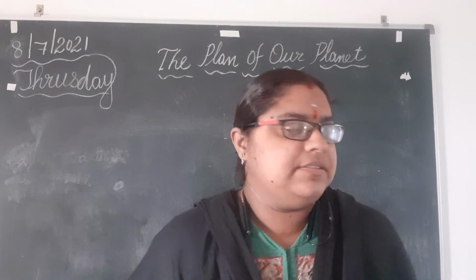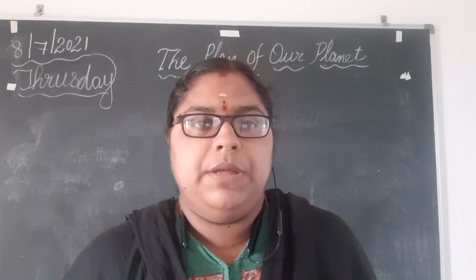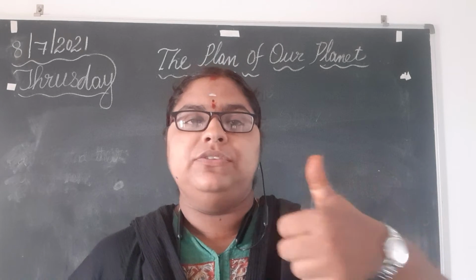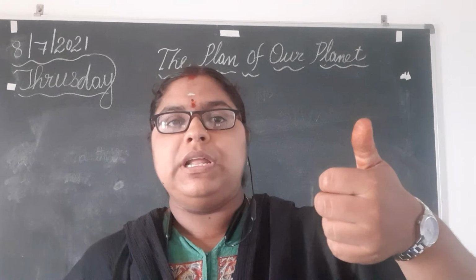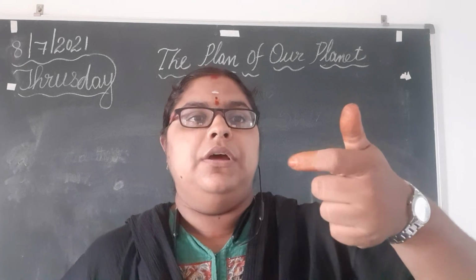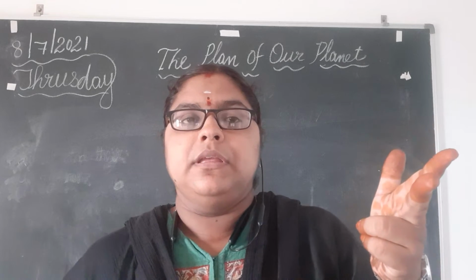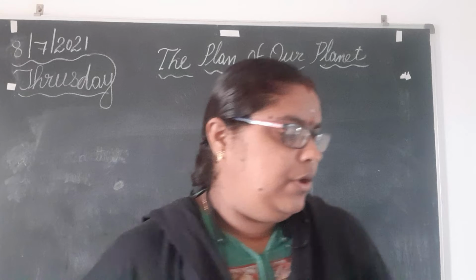In the previous class, we learned about maps. How many types of maps are there? Three types. What are they? Come on, tell me. Good. Road map, railroad map, and world map. Very good.